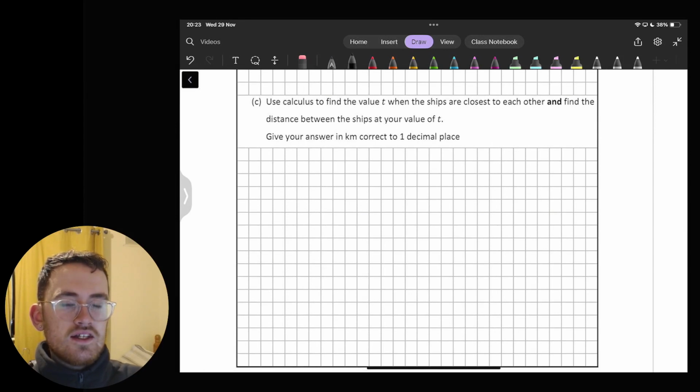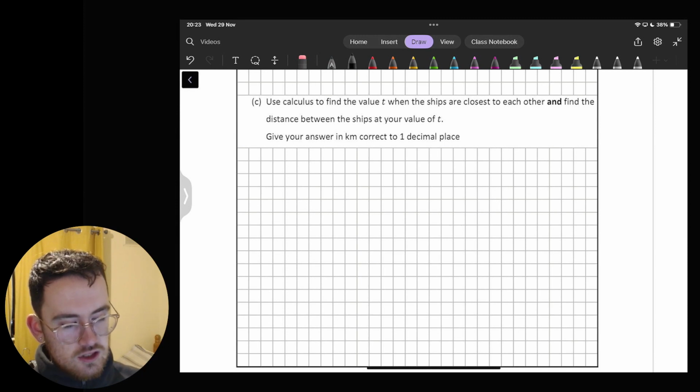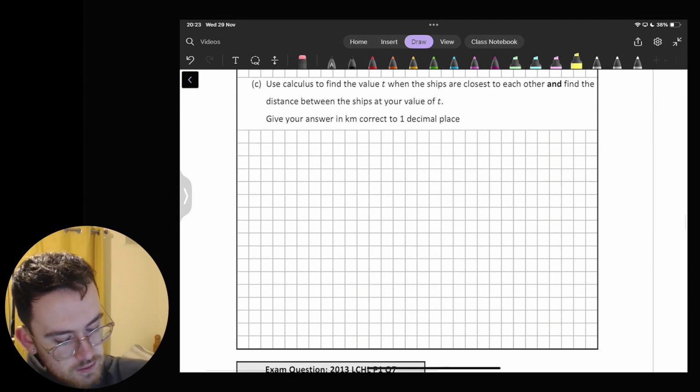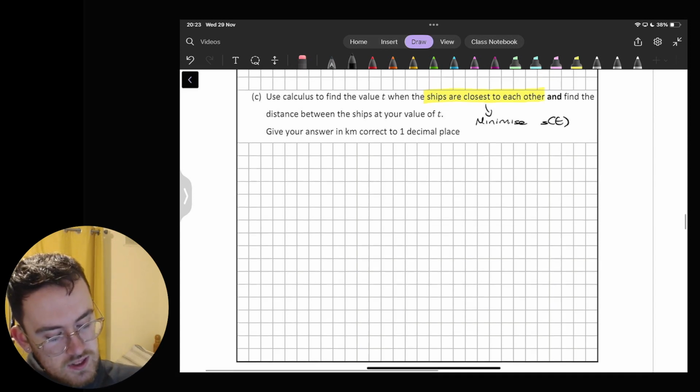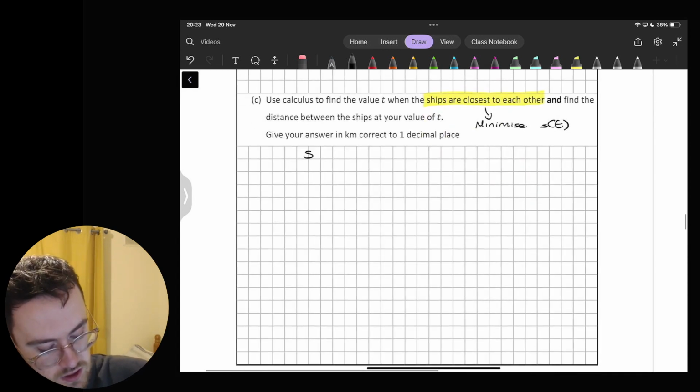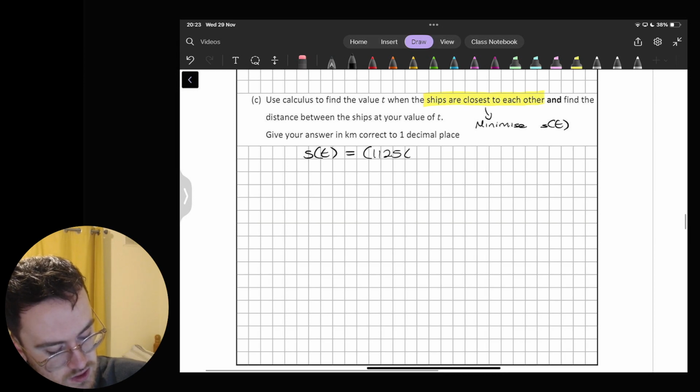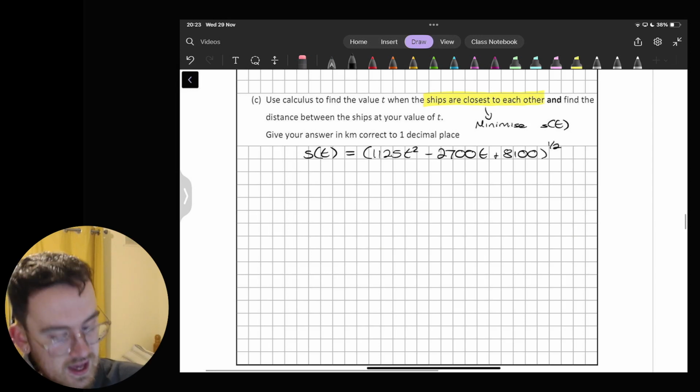Okay, tricky elements now to that question. We now need to use calculus to find the value of t when the ships are closest to each other and find the distance between the ships at that value of t. Thinking about what this means, ships being closest to each other, we're going to minimize the distance, s of t. We need to get the smallest distance. So let's write down our function s of t: it's (1125t squared minus 2700t plus 8100) all to the power of half.